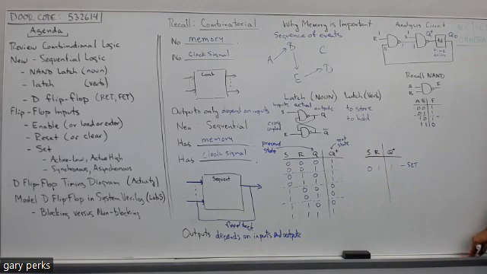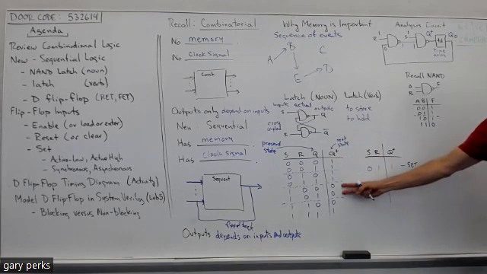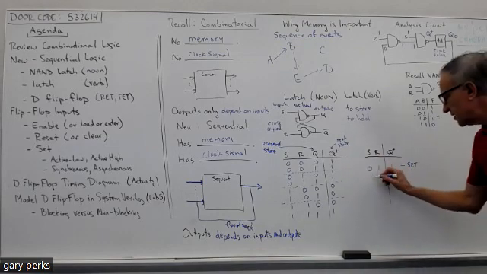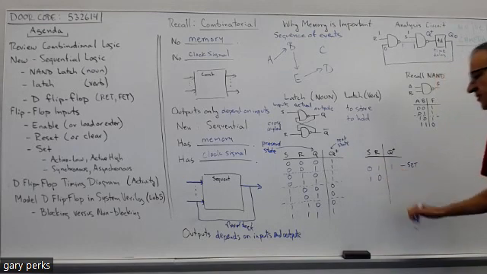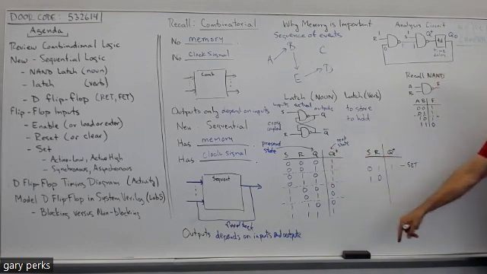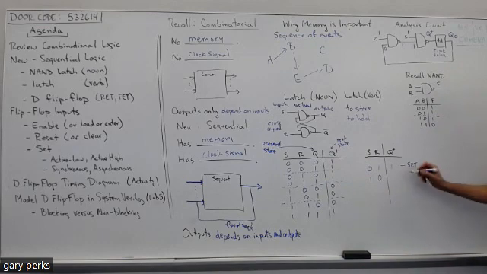All right, now let's look at these 2 rows. In these 2 rows, S is 1, R is 0, and regardless of what the present state of Q is, the next state of Q is going to be 0. That's called reset. And again, reset refers to the value of the next state of Q.